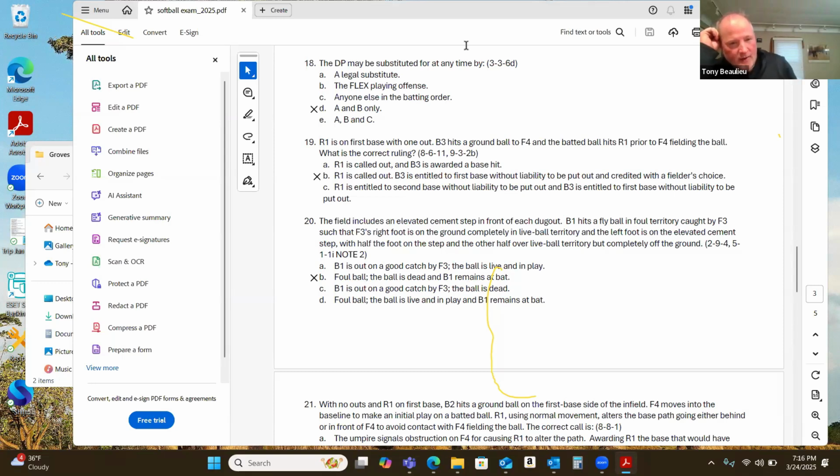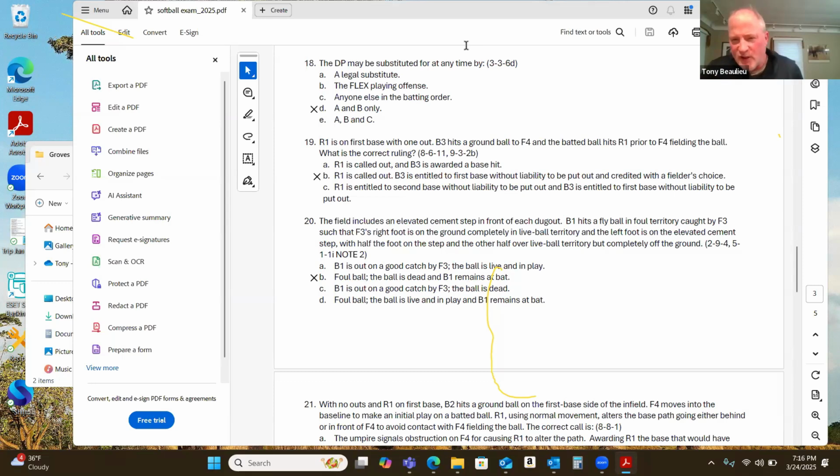What is the correct ruling? And as you can see, it's B. R1 is called out. B3 is entitled to first base without liability to be put out and credited with a fielder's choice. Okay, that's the new rule change.